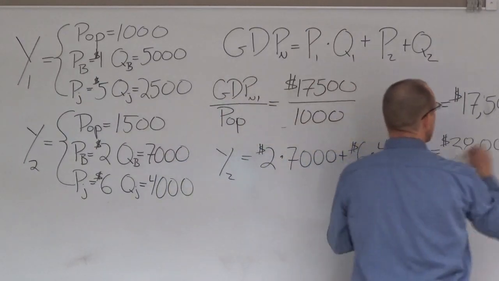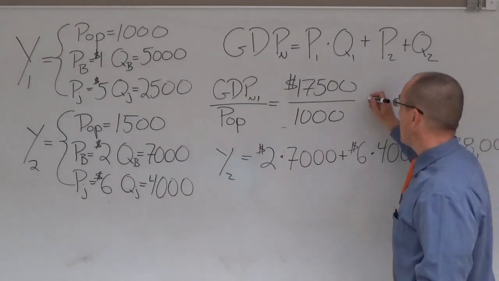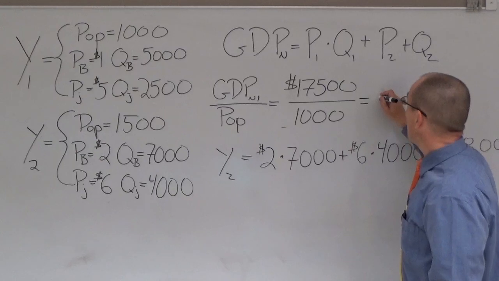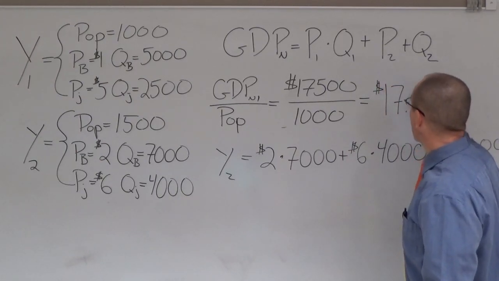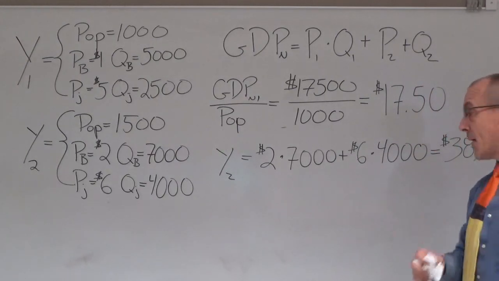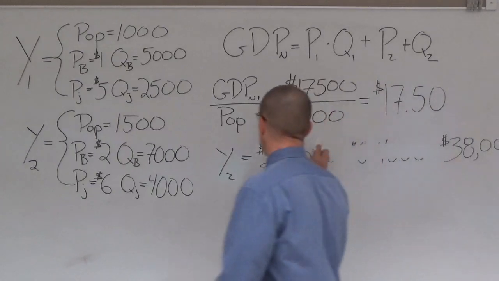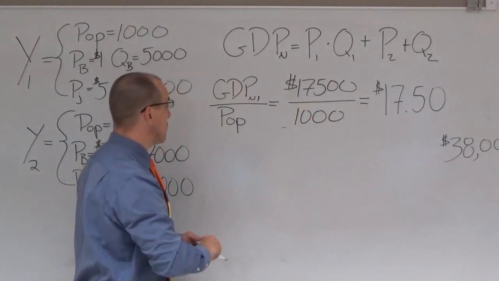And what this means is that my nominal GDP per capita would be $17.50. That kind of gives me a base level to now look at what my nominal GDP per capita would be for year 2.